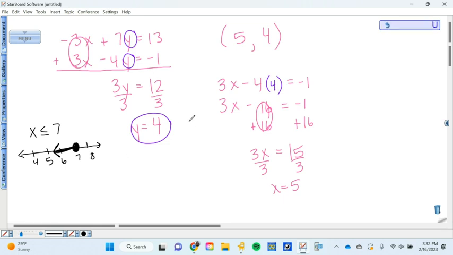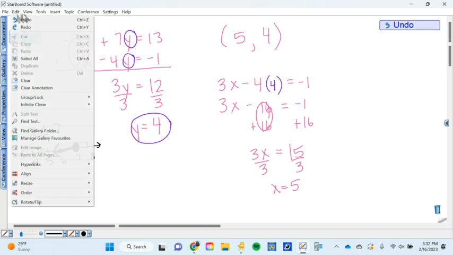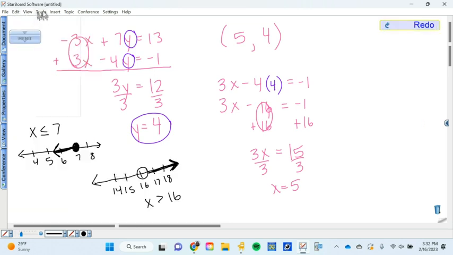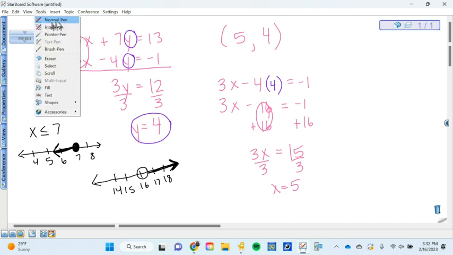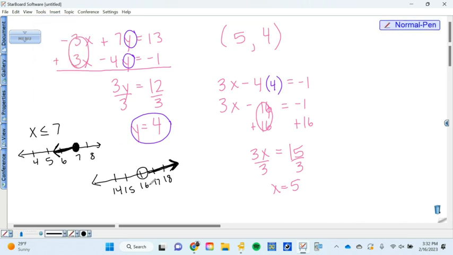But let me just speak through this really quick. I always start with, okay, I have a variable, and I always want to put my variable on the left, and then the number is just where the circle is, right? So 16. And since I put the variable on the left, my inequality goes in the same direction as my arrow, as my line. So X is greater than 16.